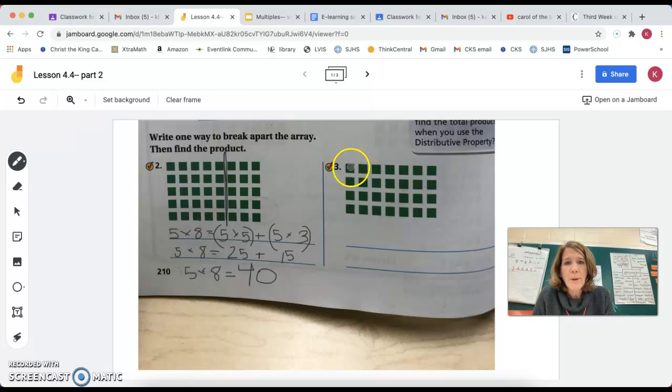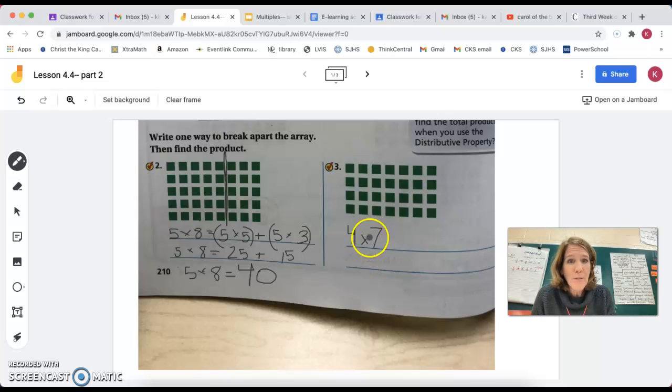Okay, let's look at number 3. What is this array? 1, 2, 3, 4. So this array is 4 times 1, 2, 3, 4, 5, 6, 7. 4 times 7. Now, I usually choose my factor.